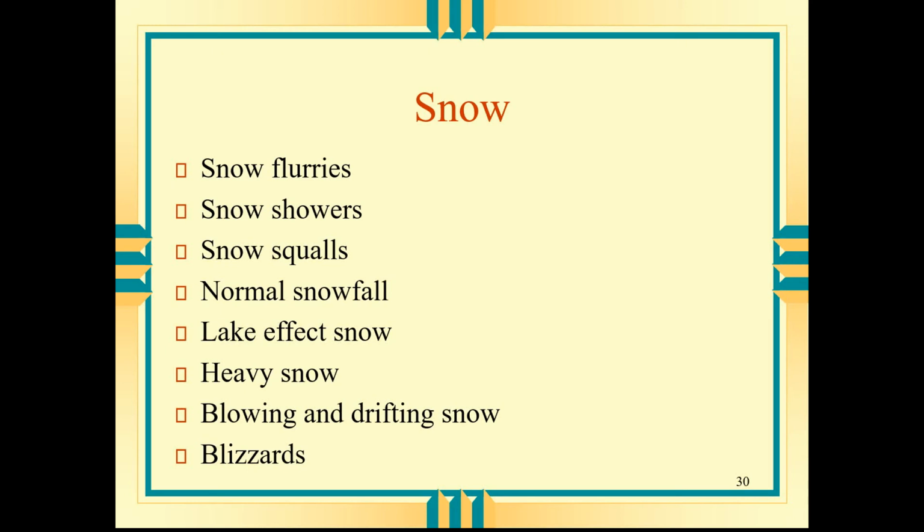Heavy snow, which is classified as 4 to 6 inches in 12 hours, or 6 inches or more in 24 hours. Blowing and drifting snow, obviously strong winds and poor visibility, and blizzards, which obviously you probably should not be driving in, period. Steady snowfall with blowing snow and sustained winds of 35 miles per hour or higher.